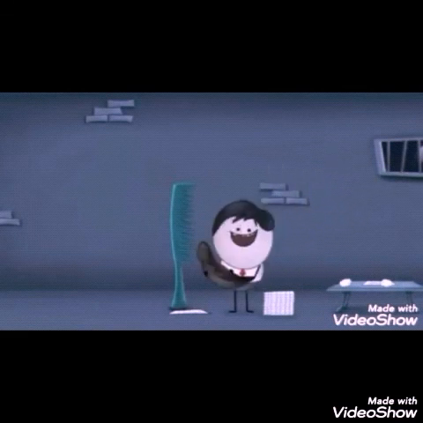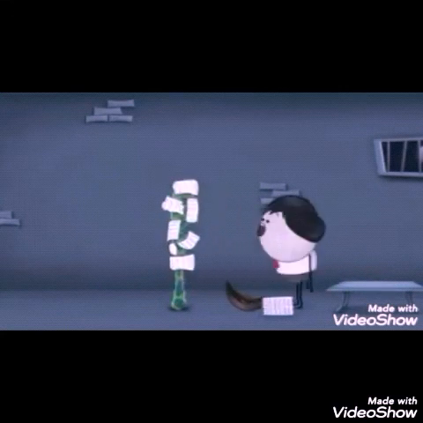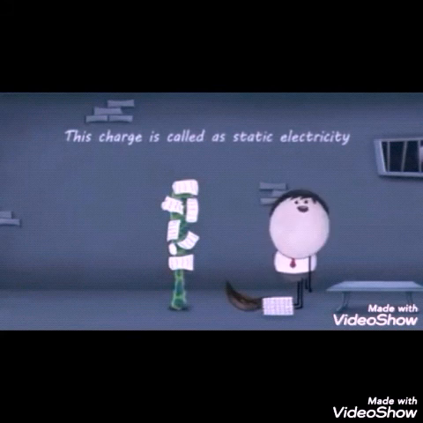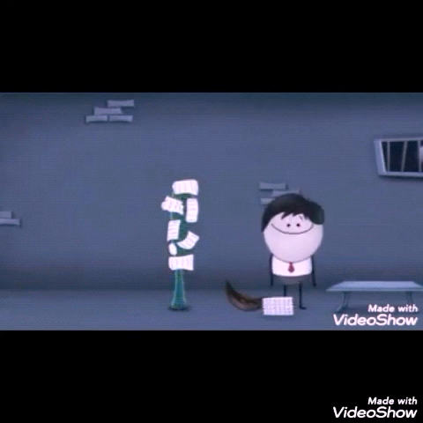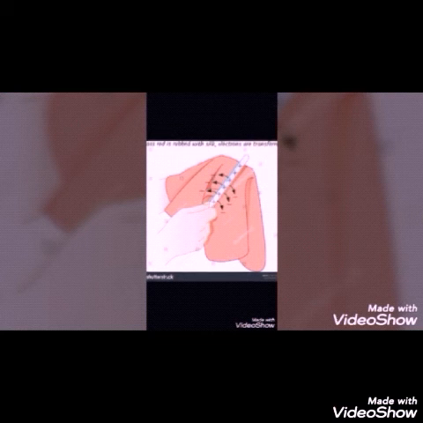When we rubbed the plastic comb on our dry hair, it gained an electric charge. Once it got electrically charged, it got the ability to exert a force on the pieces of paper and attract them. This charge is called static electricity. However, from the above video, we can easily understand that charge can be transferred from one object to another by friction.